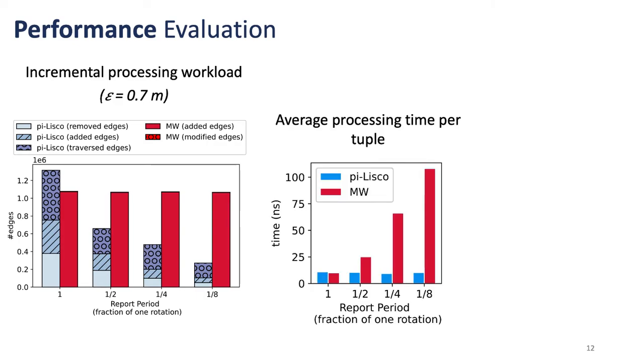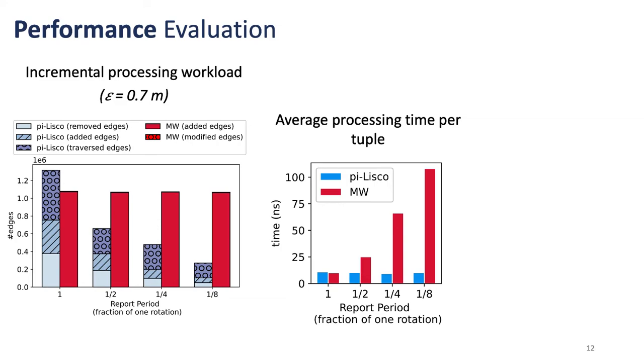The next metric is the average processing time per tuple. As shown here, by decreasing the report period, the average processing time per tuple in MW increases, since this results in each tuple contributing to more overlapping windows. But Pi-Lisco's per tuple processing time stays constant, since the state of overlapping windows is shared and not updated on a per window basis.